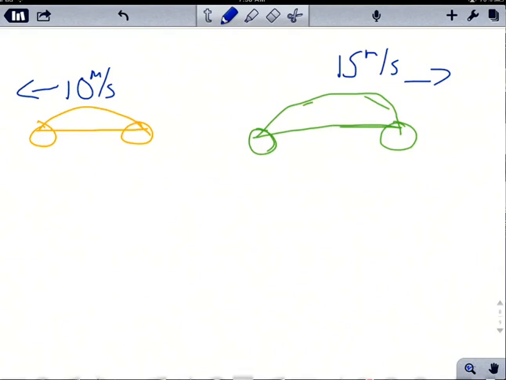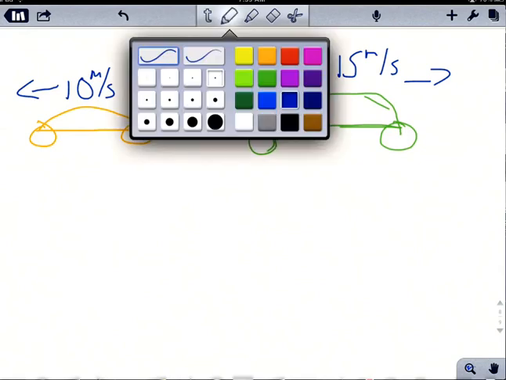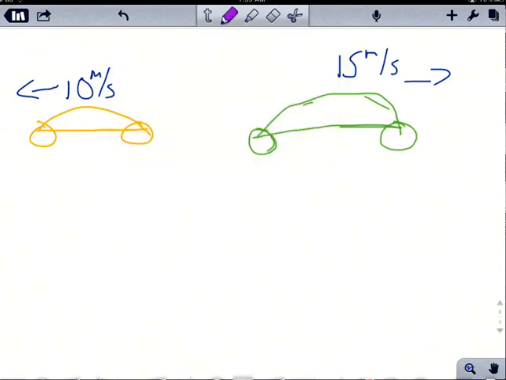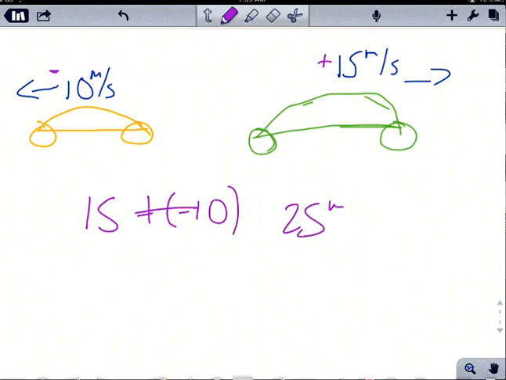The main thing when we look at relative velocity is that you want to subtract the velocities. So if we look at this, remember that we have to treat these as vectors. This is going to be negative 10 meters per second, and this is going to be positive 15 meters per second. So when we subtract them, we go 15 minus negative 10, which turns into a positive. We add those two things, and we get 25 meters per second.